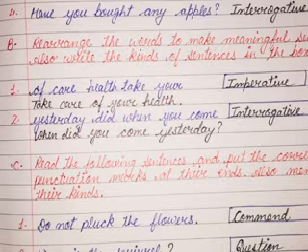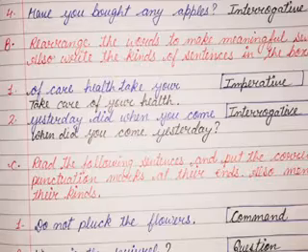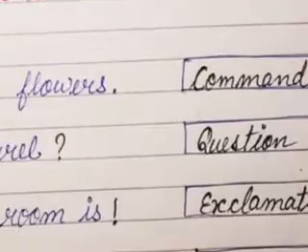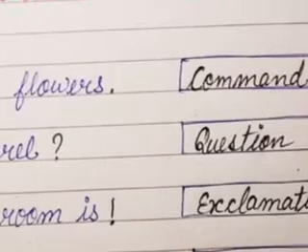Okay. Third, the C exercise, in that you were supposed to put punctuation marks and write their kinds. So in the first sentence, full stop, and the kind is command. Second one is where is the squirrel, question mark, question. Third one is how dirty your room is, exclamation sign, here you can see, and it is exclamation. And the fourth one is I do my homework after school, full stop, statement.